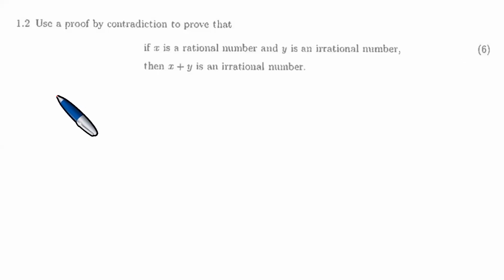Use a proof by contradiction to prove that if X is a rational number and Y is an irrational number, then the sum is irrational. So you're dealing with X being rational and Y being irrational, and we are saying the sum is irrational. But we need to use a proof by contradiction.